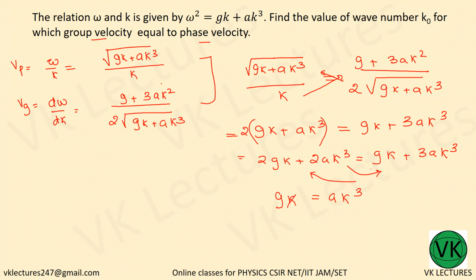Now k and k square you can remove, so this is k square. Now k square is equal to g by a, or k is equal to root of g by a. Let us put that equal to k naught. K naught value will be equal to root of g by a, such that group velocity Vg equals phase velocity Vp. Now for Vg equal to Vp, k is equal to k naught. That's the idea.